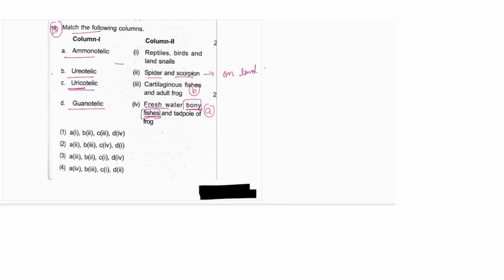Okay, so guanotelic would be the spider, no, I made a mistake. It should be ureotelic. Uricotelic means reptiles and birds. Yes, it would be in the reptiles and the birds. So it would be C, and this would be D. Given in D would be 2, and C would be 1. Yes, option number 4.